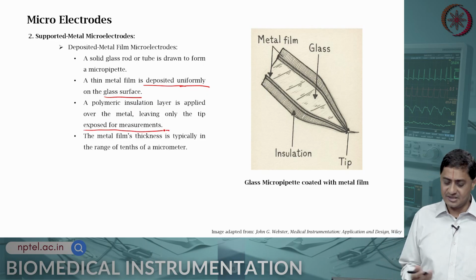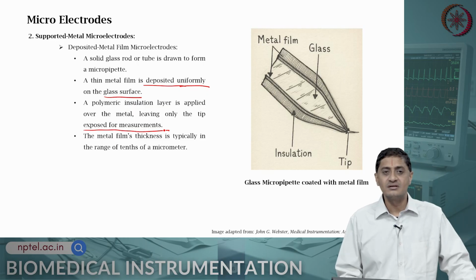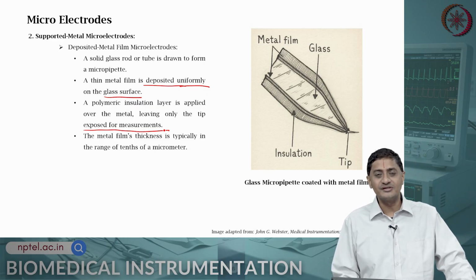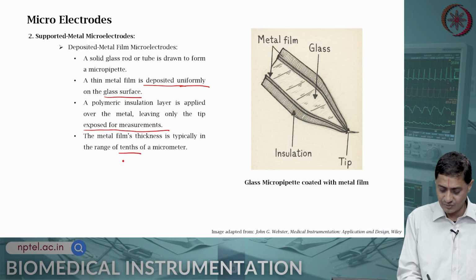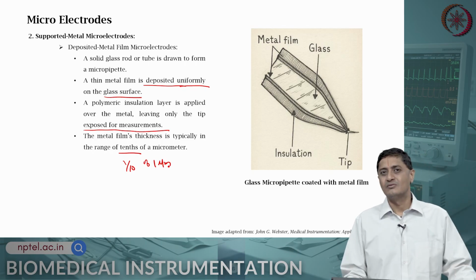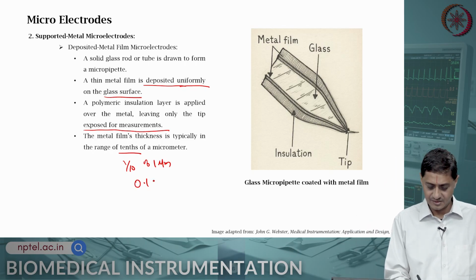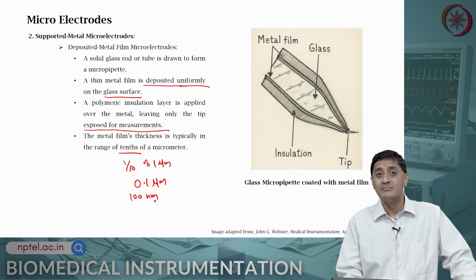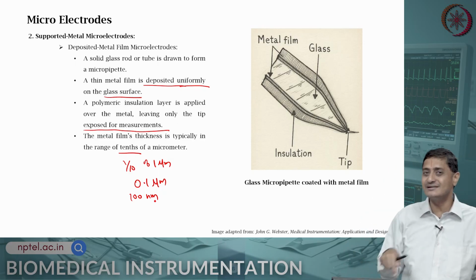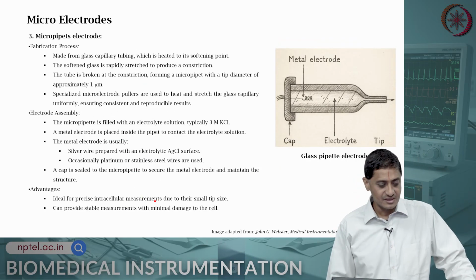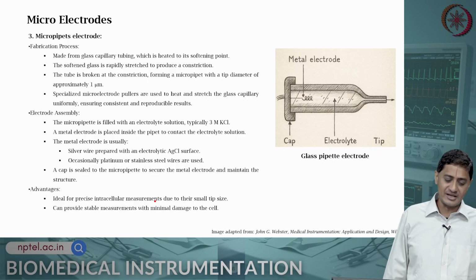Now the metal film's thickness is typically in the range of hundreds of nanometers or tenths, tenths means 1 by 10 of 1 micron, that is 0.1 micron or 100 nanometers. This is the method in which you have a glass micropipette that is coated with metal film as opposed to deposited inside the pipette. This is, then you have the micropipette electrode.